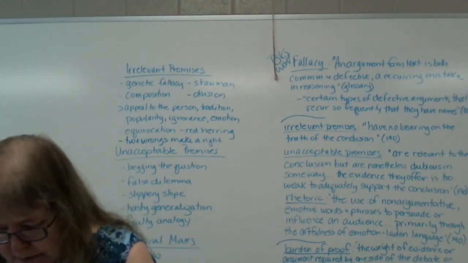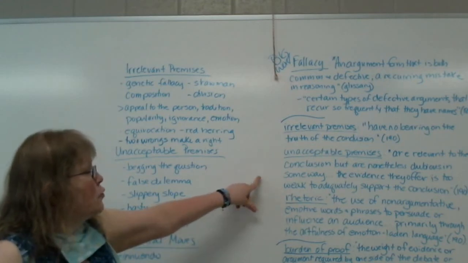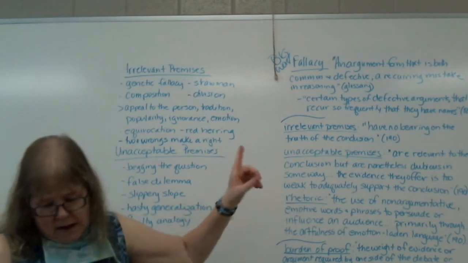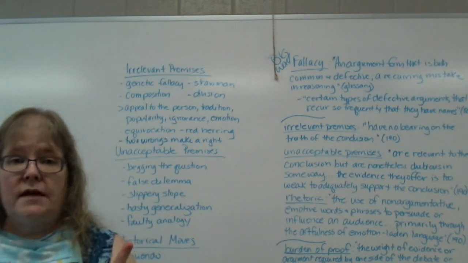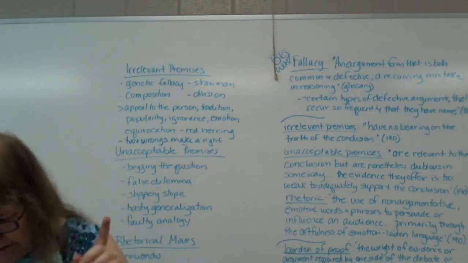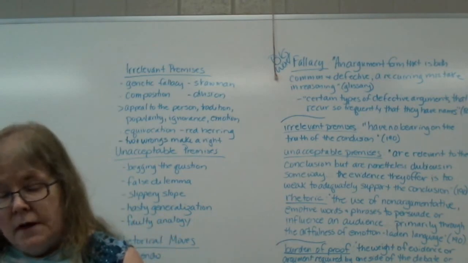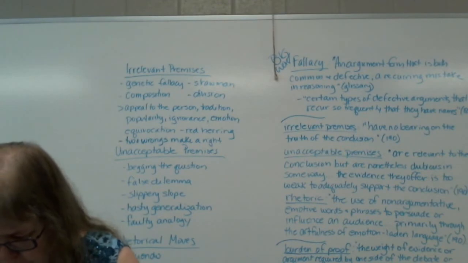Okay, unacceptable premises. So these are premises that are relevant, but they're dubious and weak. Okay, so we have to be careful of them. Begging the question, not the same as equivocation. Okay, don't get those two messed up. Begging the question, we also call it arguing in a circle, it's the attempt to establish the conclusion of an argument by using that conclusion as a premise.